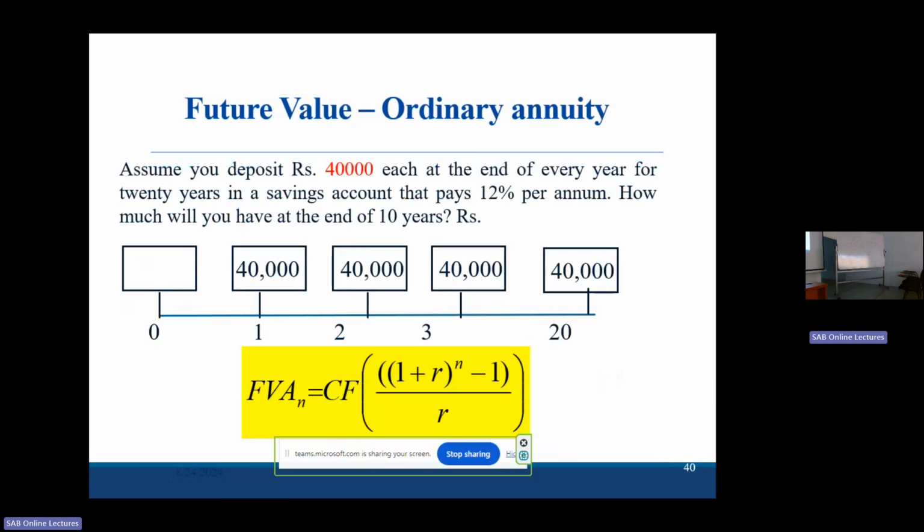Now this is not a single cash flow, and not multiple uneven cash flows. This is an annuity, an ordinary type annuity. You are planning to deposit 40,000 at the end of every year for 20 years in a savings account which pays 12% per annum. You want to know the account balance, how much you would have at the end of 10 years.